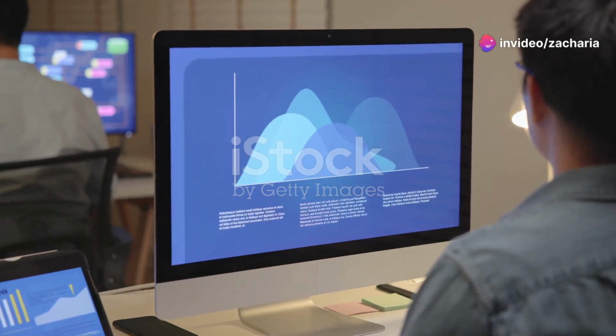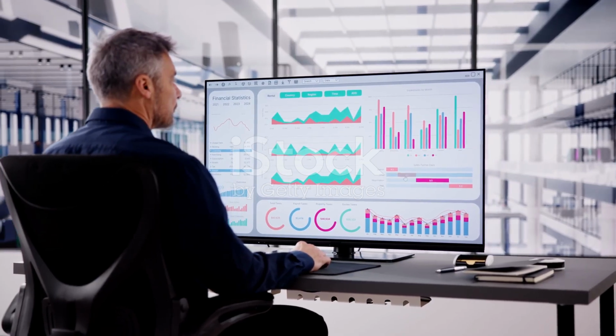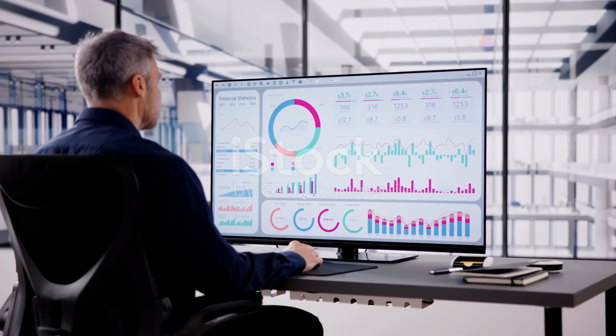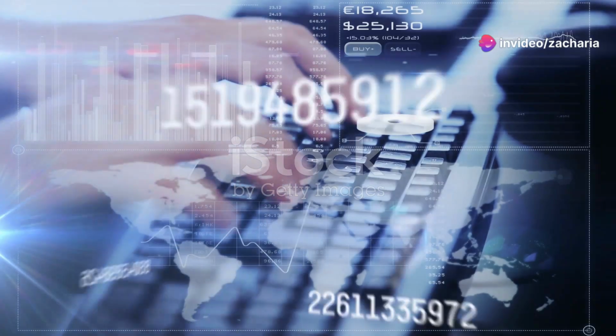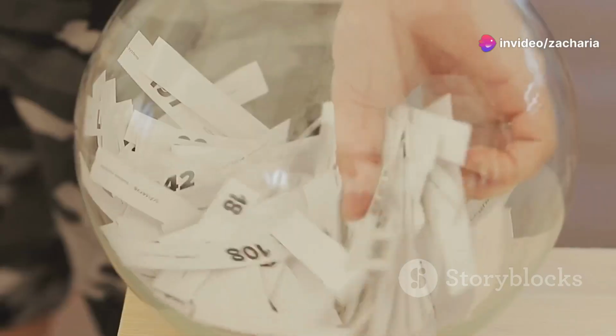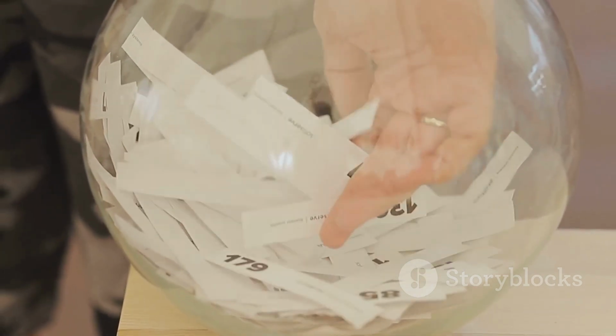The building blocks of chance: sampling, repetition, and probability. At the heart of Monte Carlo simulation lie three key concepts: random sampling, repetition, and probability distributions. Random sampling involves selecting inputs randomly based on their probability of occurrence. Think of drawing names out of a hat, where each name has a different chance of being picked.